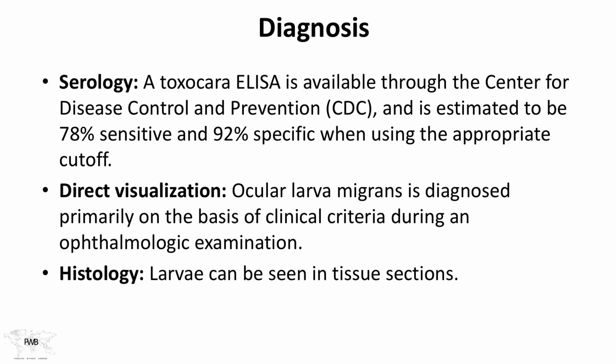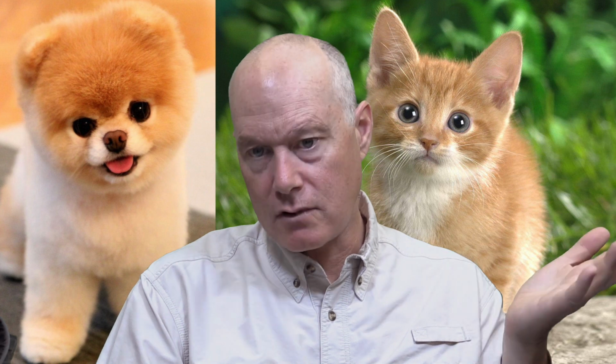Diagnosis. Now, there is serology. There's an ELISA that's available from the CDC. And it's somewhat sensitive. It's not great. It's only about 80%. Reasonably specific if you use the right cutoff. So you want to be thinking about epidemiology here. But direct visualization, the ocular larval migrans, you can actually diagnose on an ophthalmological exam. And then histology, larvae can be seen in tissue sections.